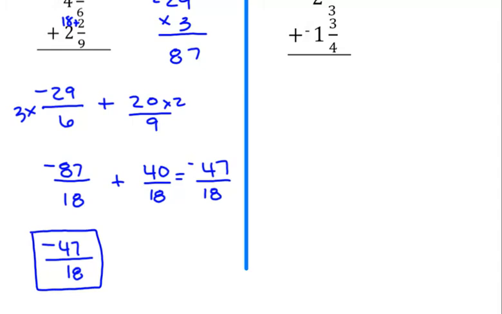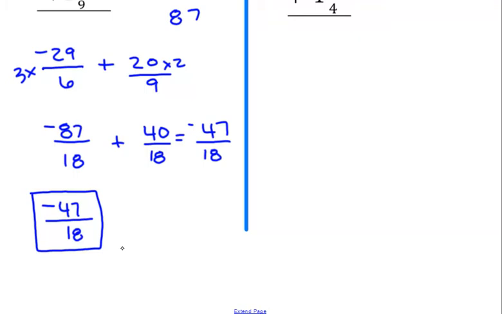But we're also going to do the mixed number. So how many times does 18 go into 47? Let's see. 3 times is too much, so it's going to be 2 times. So negative 2 for 36. So with 11 left over.